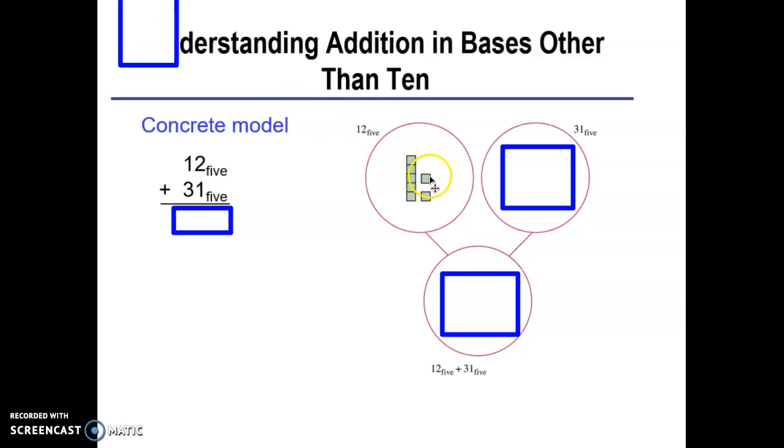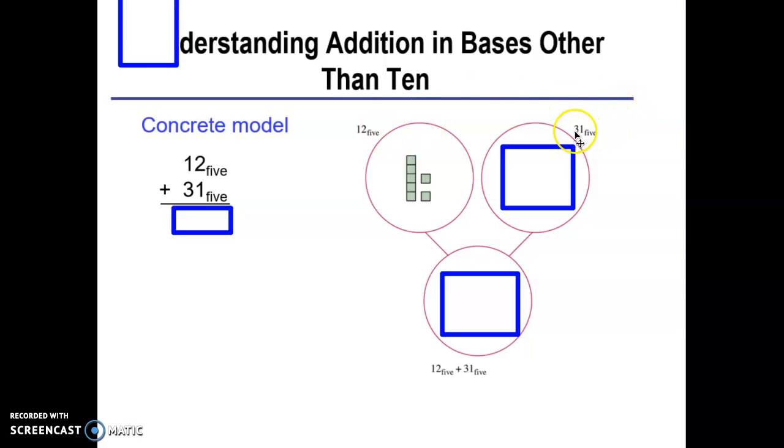So 12 in base 5. All right, let's look at what we have here. I have two tinies, which you can see right there, and I have one long, which you can see right here. The difference between this and what we usually work with is that our one long has 5 blocks in it because I'm working in a base 5 system. Anytime you have 5, remember there is no digit 5 in the base 5 system. So anytime you get to 5, you have to bundle up to the next place value.